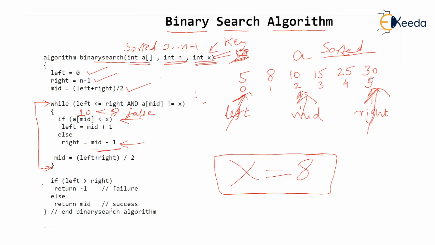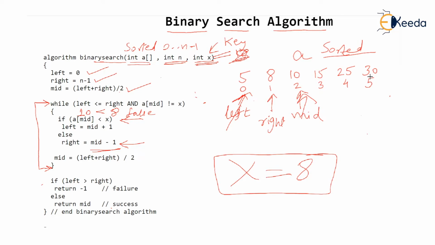What that means is now right, which was all the time 5, is going to change to 1. Isn't it so? So we are now looking for 8, the key that we are searching, only in the region left to right. Observe, left is 0 and right is 1 now. What next do we do? Now we have executed the else part.